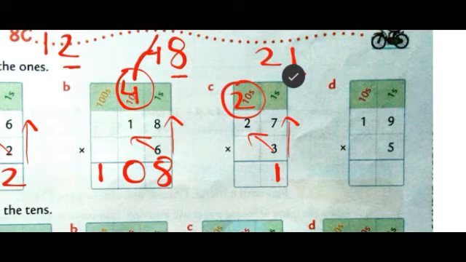Now multiply 3 with 2. 3 twos are is 6. Now add the carryover. 6 plus 2 is 8. So the answer is 81.